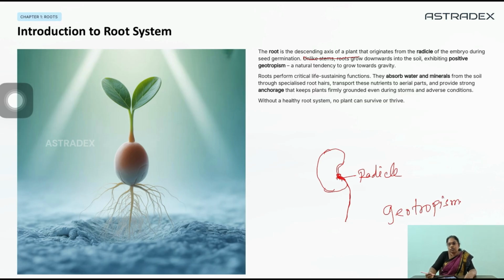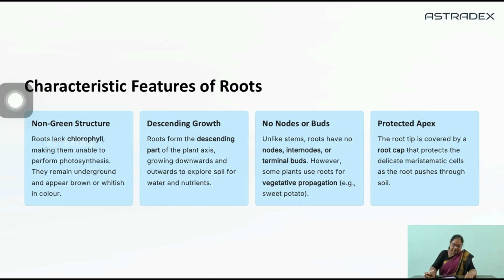And the main function of root is fixation and absorption. Fixation means anchorage, and the plant is firmly attached to the soil through the root. And then it lacks chlorophyll.